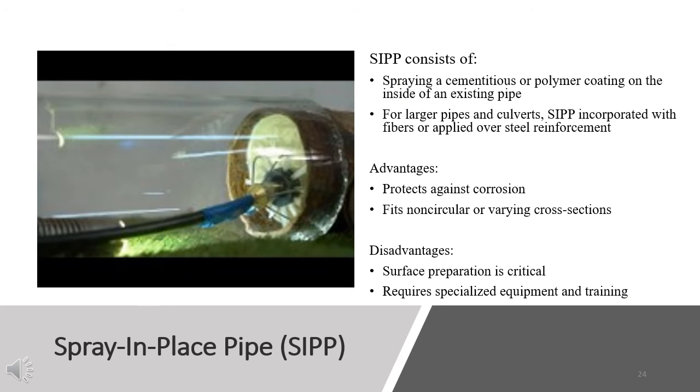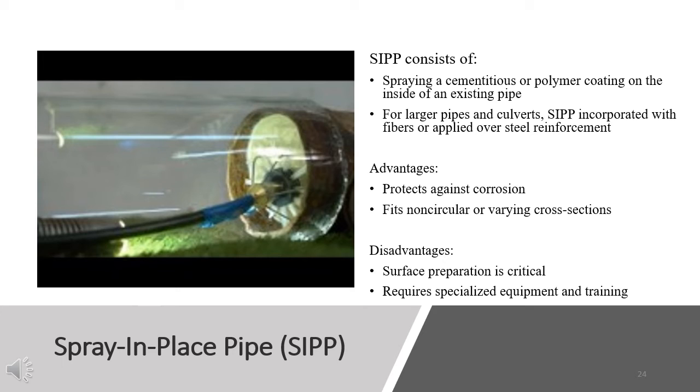Now the next video we have here is the usage of spray-in-place pipe, which consists of spraying a cementitious or polymer coating on the inside of an existing pipe. Now for larger pipes and culverts, SIP is incorporated with fibers or applied over steel reinforcement. Some of the advantages of this technology is that it protects against corrosion and fits non-circular or bearing cross sections. Now the disadvantages, however, are that the surface preparation is critical for the usage of this technology and it requires specialized equipment and training.